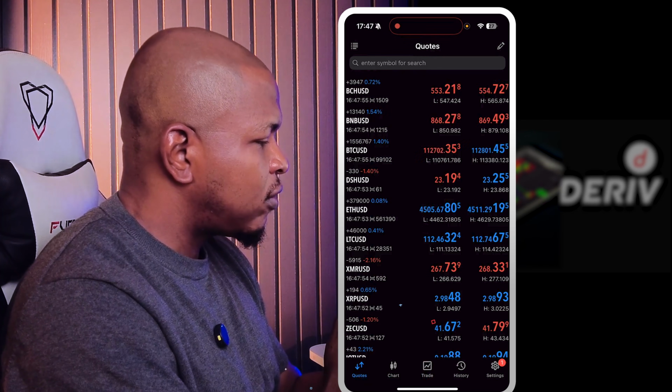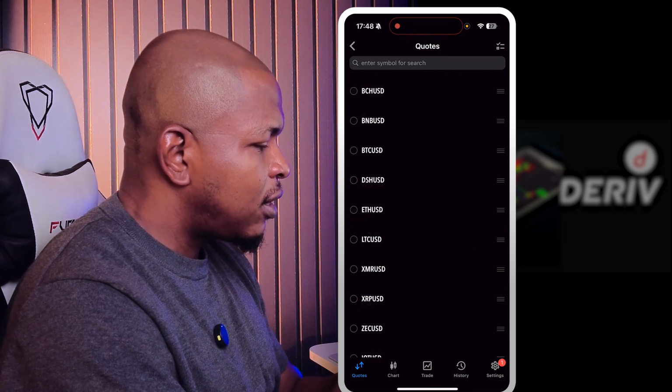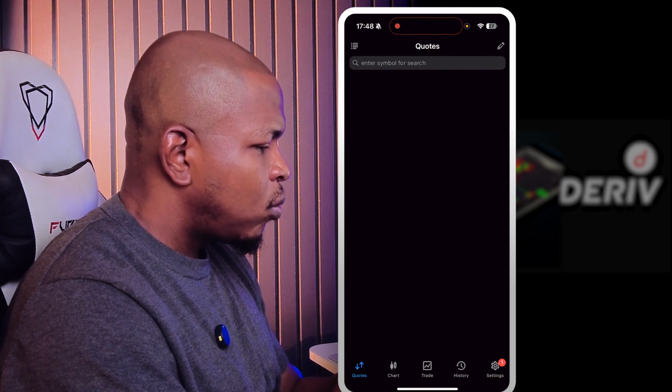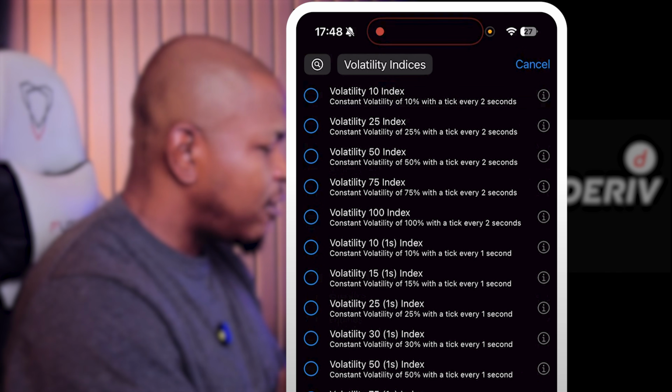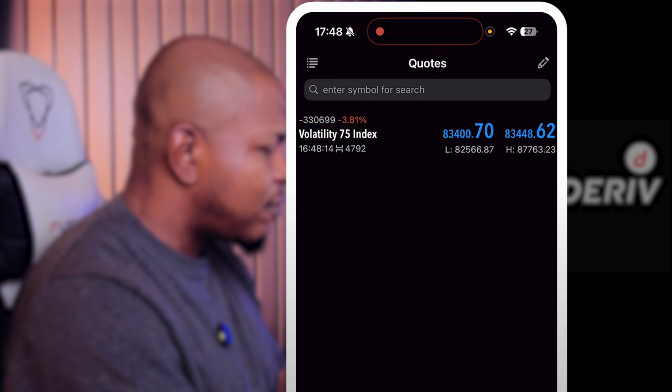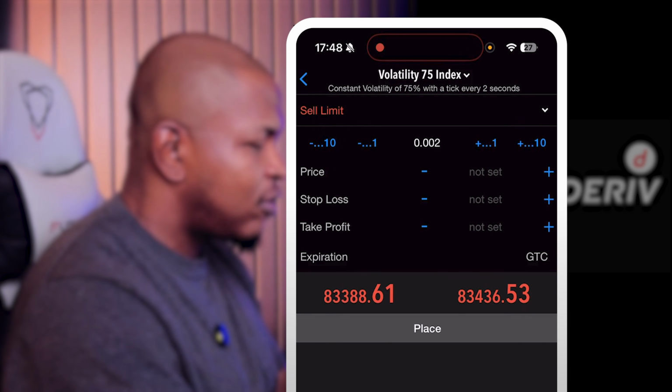If I go to quotes, these are different currencies I can trade. Let me just do some housecleaning. I want to delete all of them. What I really want to trade is the volatility indices, specifically V75. I'm going to click on it and I have it here. So I can click on it and then click on trade to take this trade.